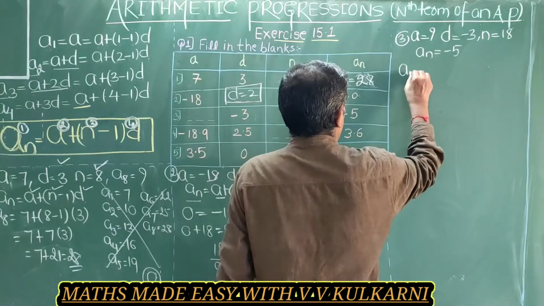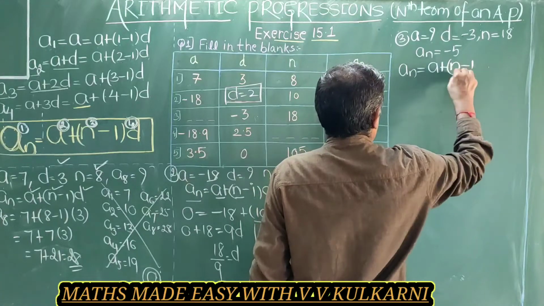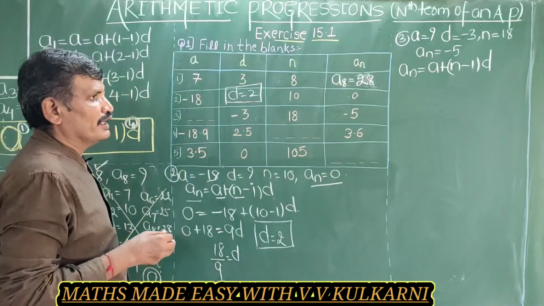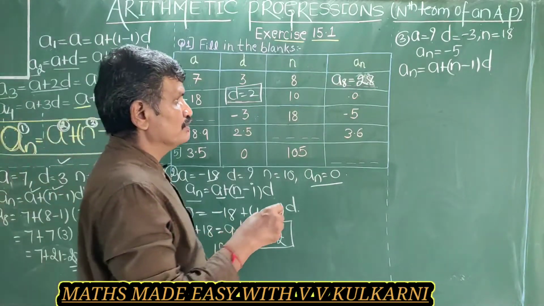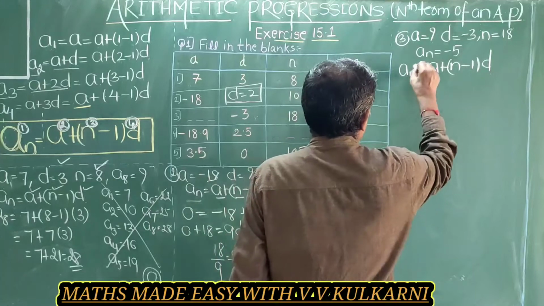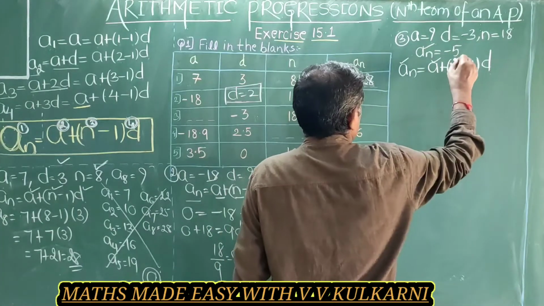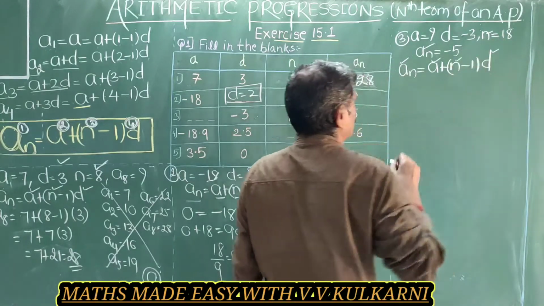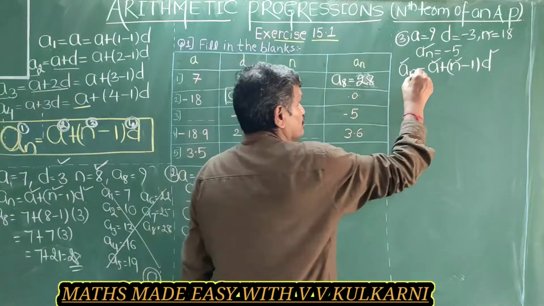So again the same formula, nth term is equal to a plus n minus 1 into d. I repeat the formula, an is equal to a plus n minus 1 into d. An is given to me, a is to be found out, n is given to me, common difference is also given to me. So my dear children, I have to find the value of a.